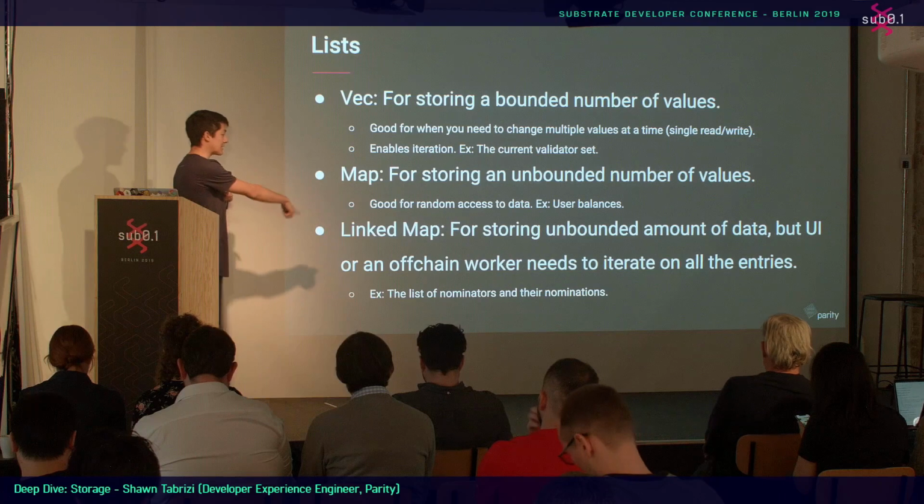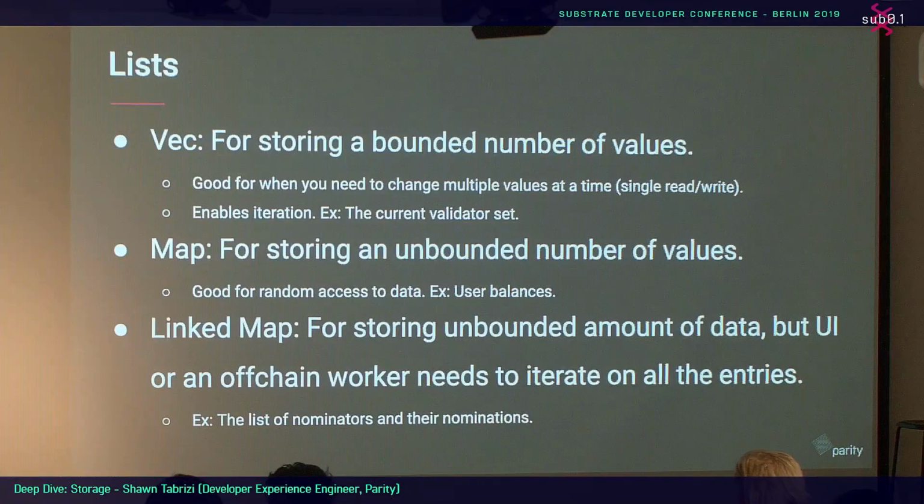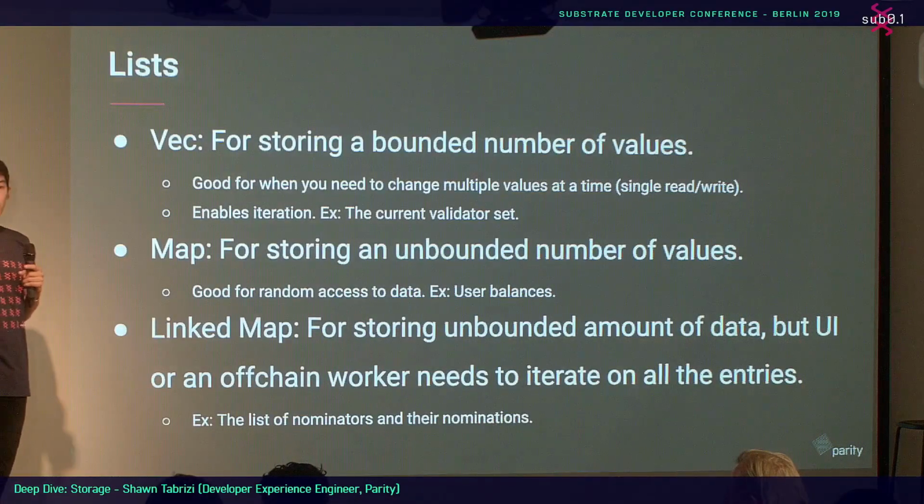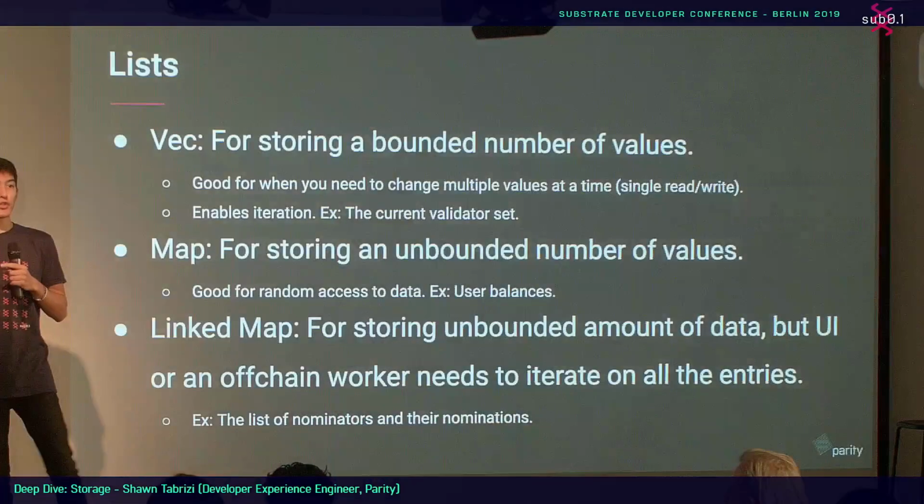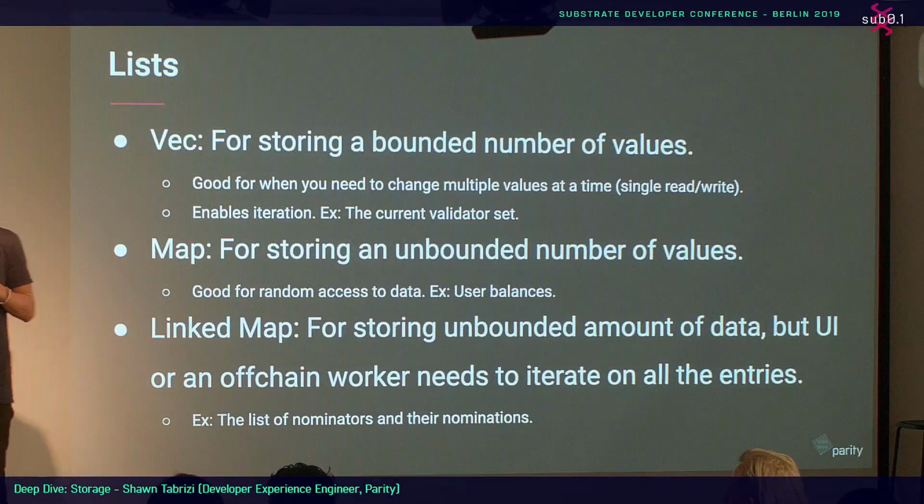An example of this is the list of nominators and their nominations. We don't know how many nominators there will be on a platform. We don't know their nomination information. And within the runtime itself, we don't really care to iterate over all of it. But the UI definitely cares who all the nominators are and what they are doing. They want to show good information, and they want to have easy access.